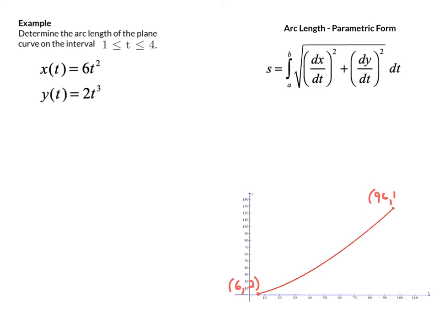Although the interval for t is rather small, because of the parametric equations we see here on the scale, this is a pretty long arc length.